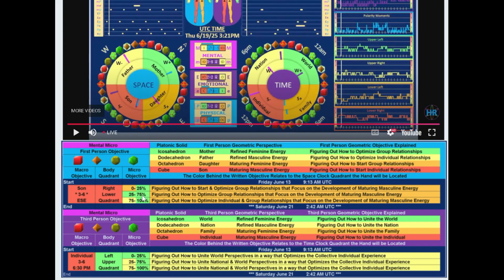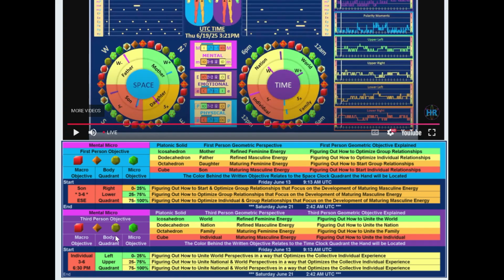So here we go. It's already telling you. So we know that this is going to be about creating masculine energy, so starting individual relationships, and then we're going to have to combine it with the micro objective, which is about refined masculine energy and refined feminine energy. So we have to optimize group and we have to optimize individual relationships. That would be the micro objective within the macro.